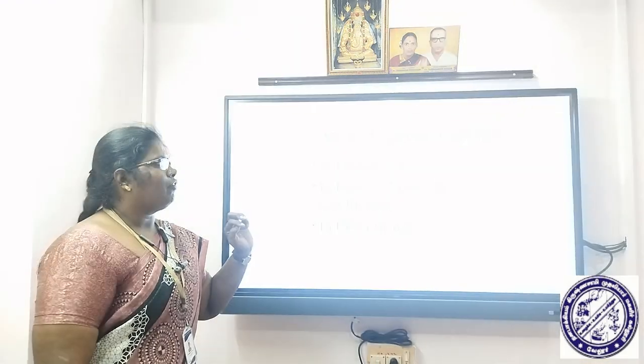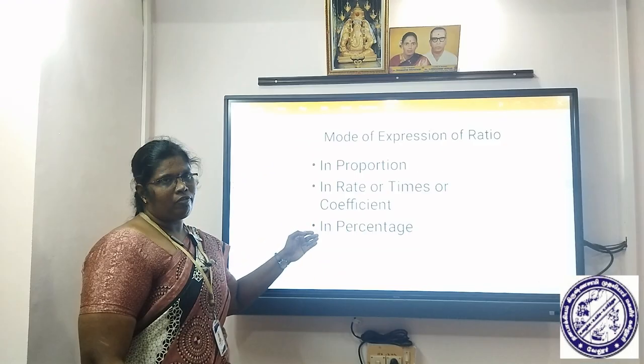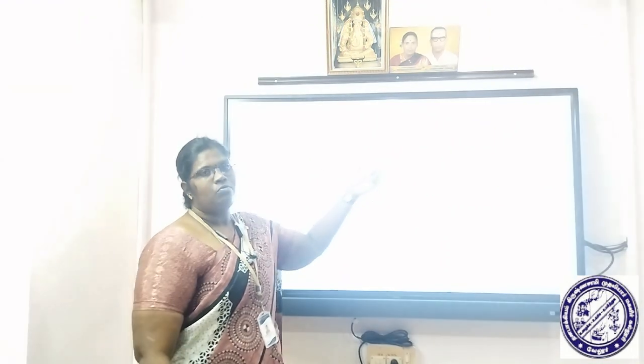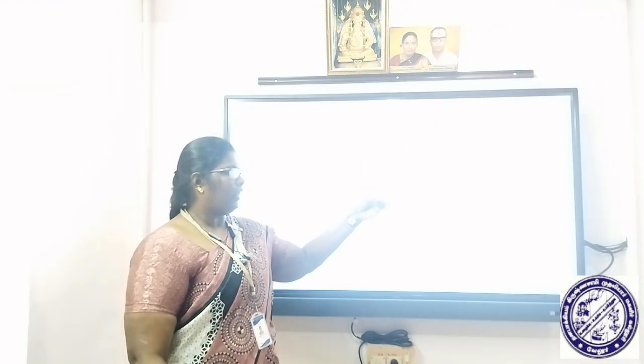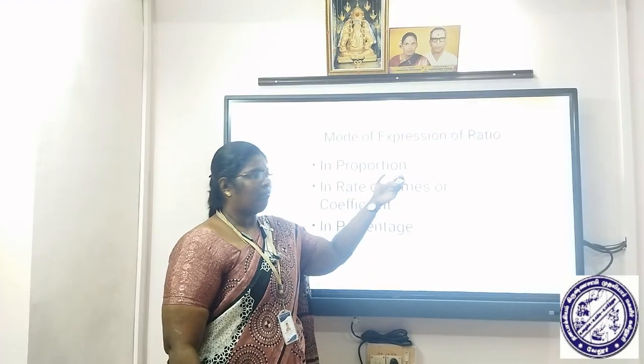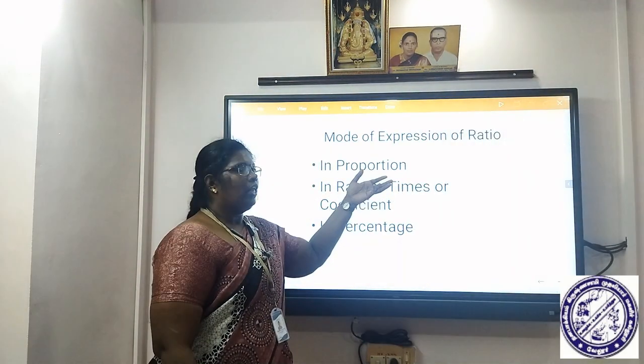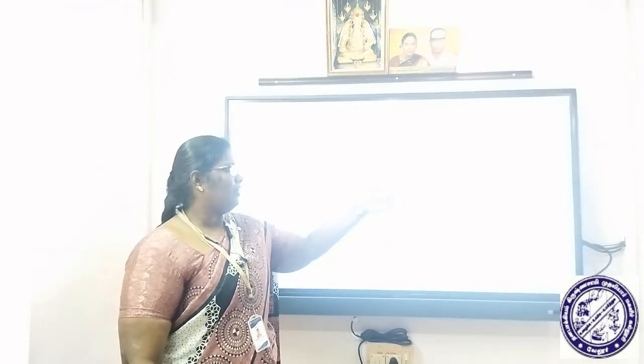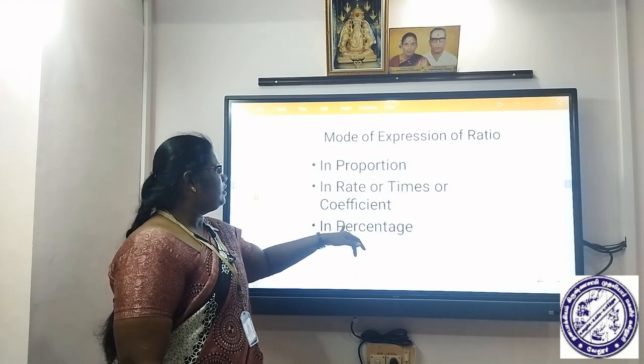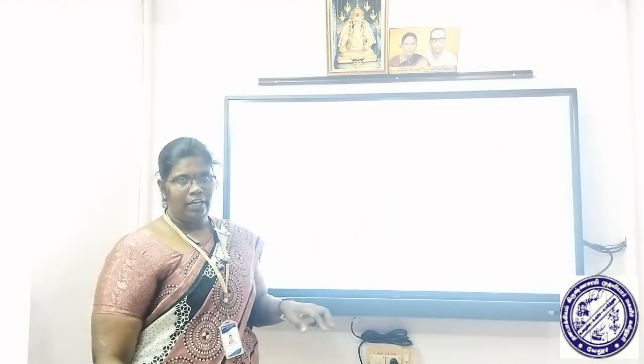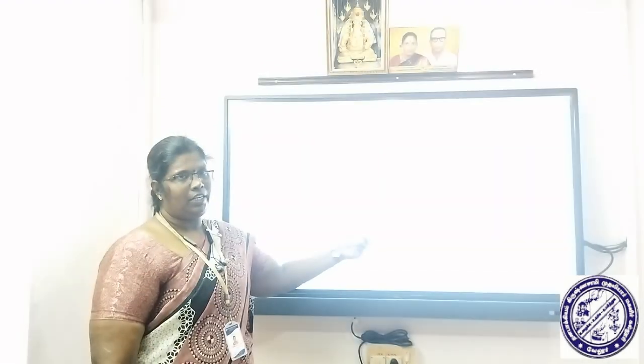Mode or expression of ratios. There are three modes of expressing ratios: in proportion, in rate or times (coefficient), and in percentage. In proportion, the ratio is expressed as 1:1, so two variables are there. In rate or times, the answer of the ratio analysis is measured in times, for example 4 times. Last is percentage: you calculate the two variables to find the ratio, and the final answer is in percentage, for example 40%.